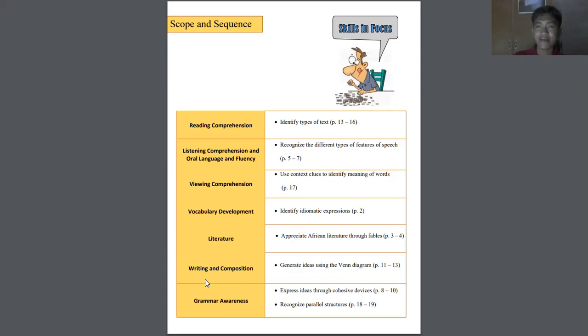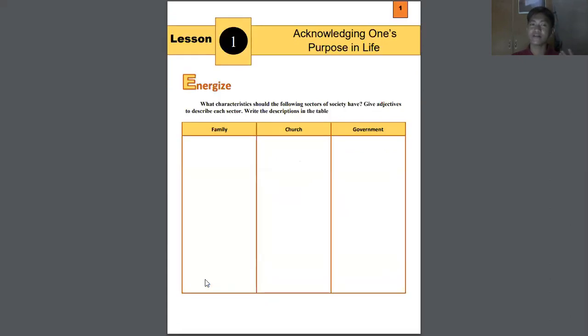Next to my scope and sequence is my energize, or my front page of the lesson. This is to engage the students, for them to be pumped up to start the lesson of the week or the day. So for example, this is the activity. What characteristics should the following sectors of the society have? Give adjectives to describe each sector. Write the description in the table.